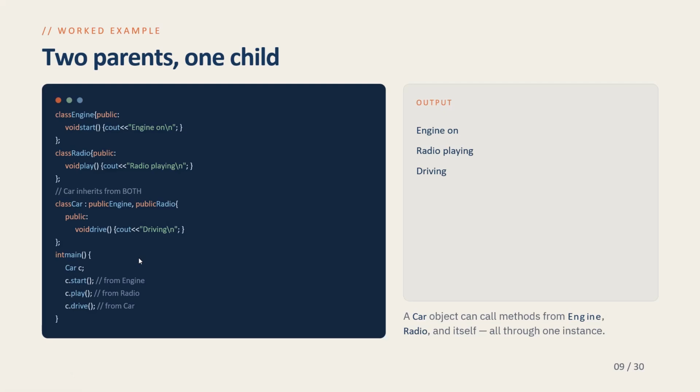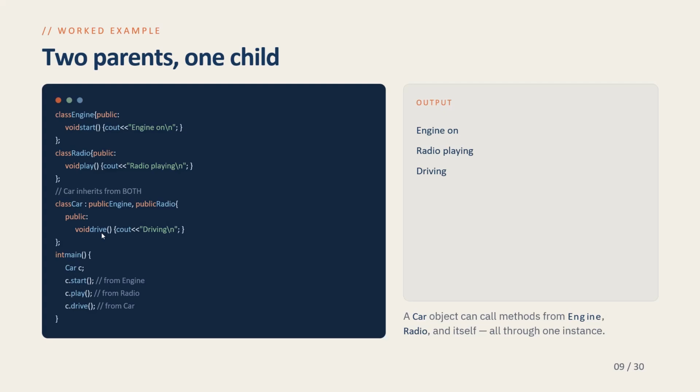We can then define a drive function inside the car. Now, when we create a car object, we can call start, we can call play, and also we can call drive. So we can call start from the engine, play from radio, and drive from the car class. So one object can access functionalities from multiple parent classes. This is powerful, but it also introduces additional complexity.